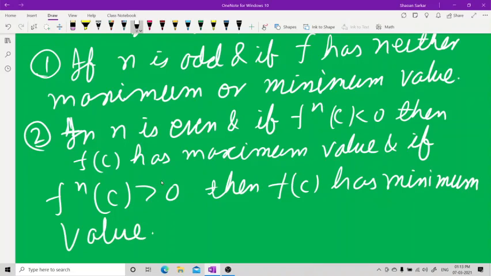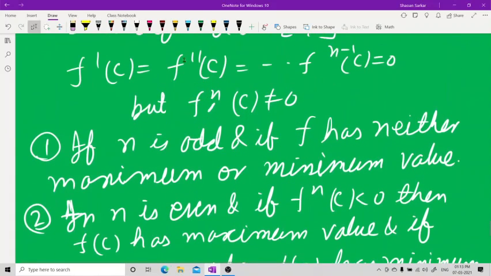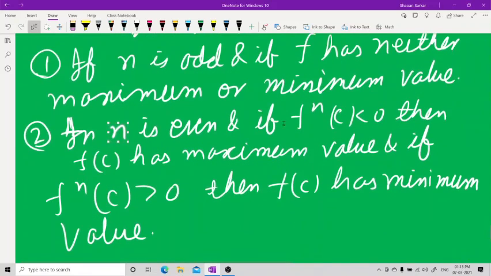कहने का मतलब ये है, if you have n minus 1 derivatives as 0, but the n derivative is not 0 and n is odd, then it is neither maximum nor minimum. If n is even, n must be even, then only I can say all this. If the n derivative at c is less than 0, then it is a maximum value. If n derivative at c is greater than 0, then it has minimum value.